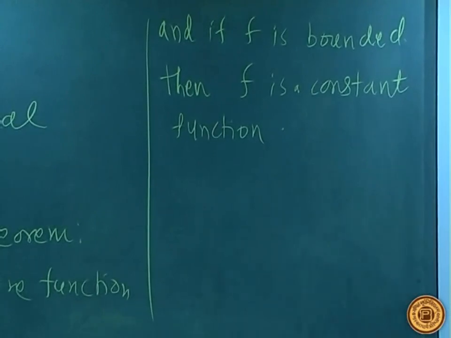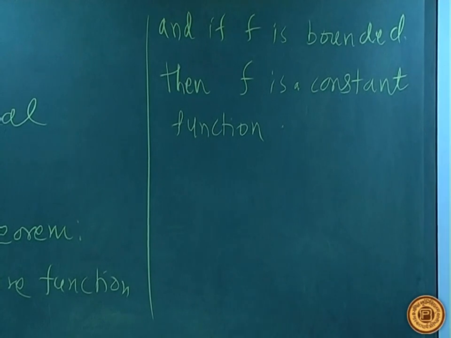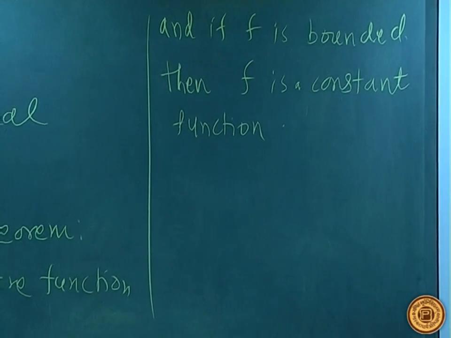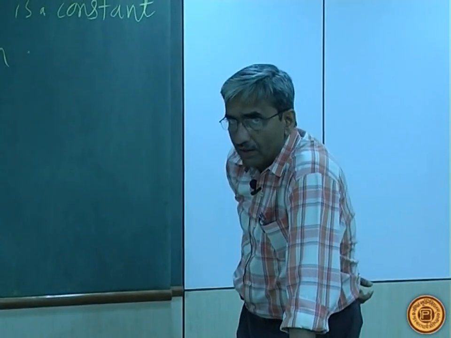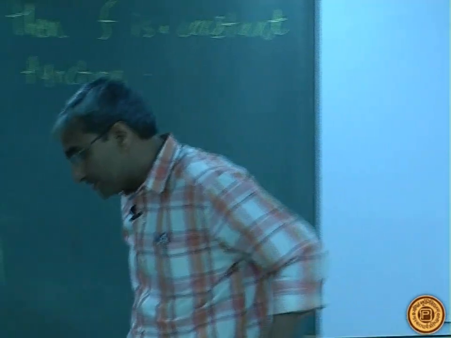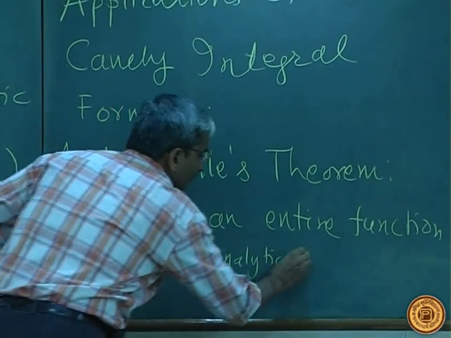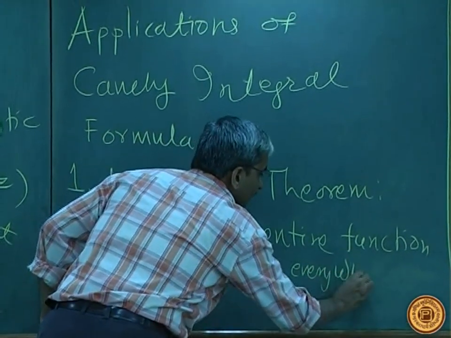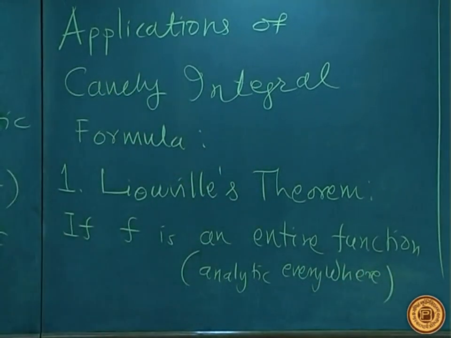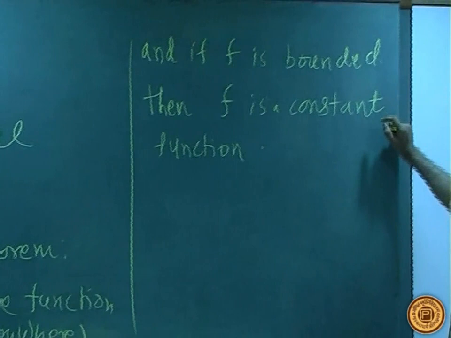Now, as I have been telling you all through, one has to compare a complex statement with the real one. So what is an entire function? A function is entire means it is analytic everywhere. So entire means analytic everywhere. And then if it is bounded, then f is a constant function.